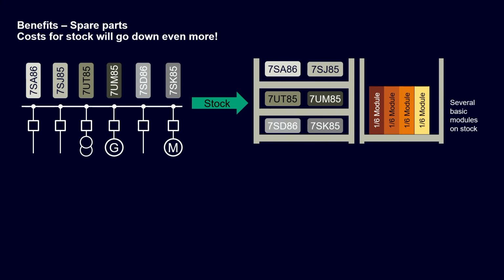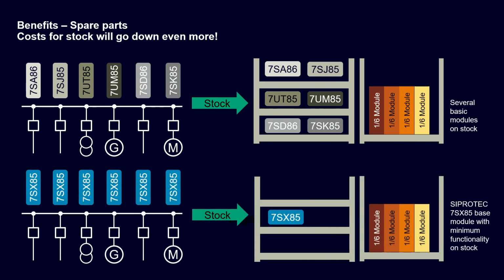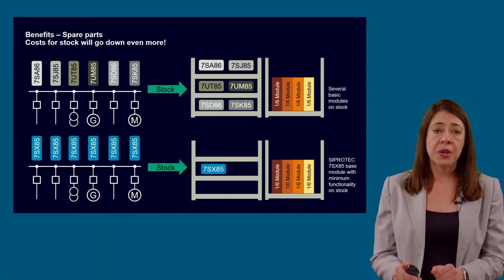Talking about spare parts, with SIPROTEC 5, it's possible to optimize them as it is no longer required to keep complete devices in stock. Typical basic and I/O modules can be stored separately and assembled when required. This benefit is even bigger when the variety of basic modules is minimized thanks to the universal device.